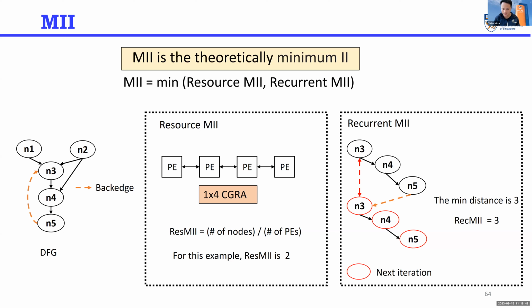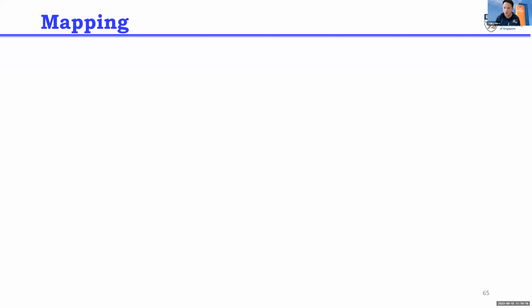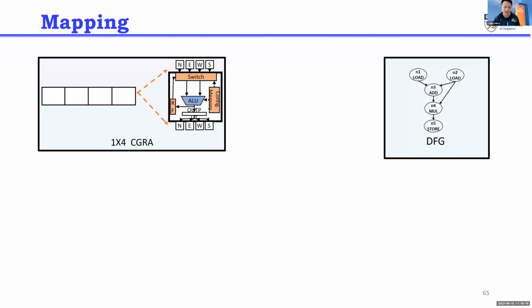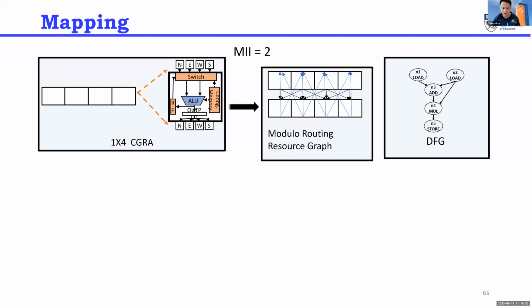Remember that the II value is the number of cycles between starting new iterations. So to execute the next node N3, we need to wait 3 cycles to get the data of N5. So here the recurrence minimum II is 3. If you have any question, just ask me. So the next slide is that once we generate the MII for the DFG and the CGRA, for example, MII is 2, we start to map. For example, for II 2, we can generate the modulo routing resource graph. Here the modulo routing resource graph is kind of a time-extended resource graph.